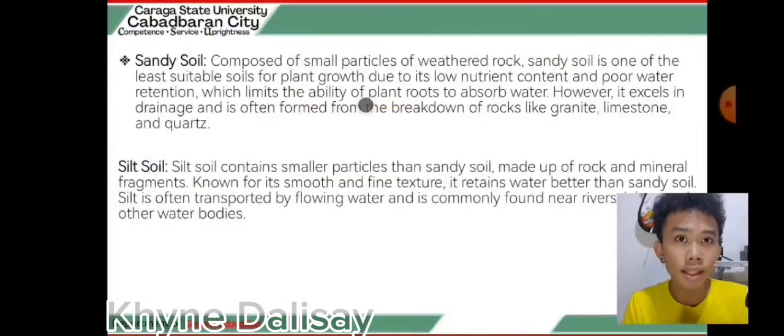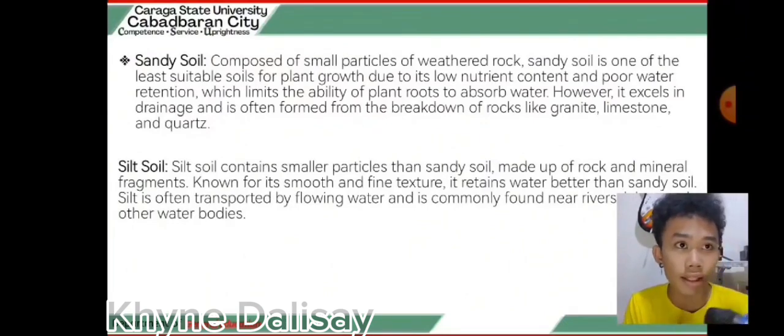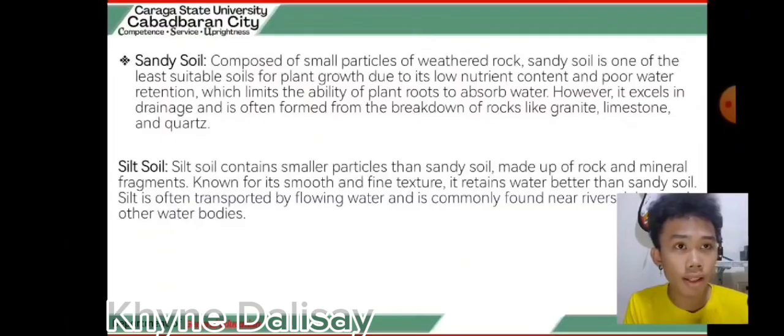Next is sandy soil, composed of small particles of weathered rocks. Sandy soil is one of the least suitable soils for plant growth, due to its low nutrient content and poor water retention, which limits the ability of plants' roots to absorb water. However, it excels in drainage and often forms from the breakdown of rocks like granite, limestone, and quartz.